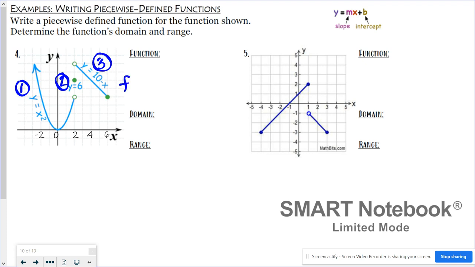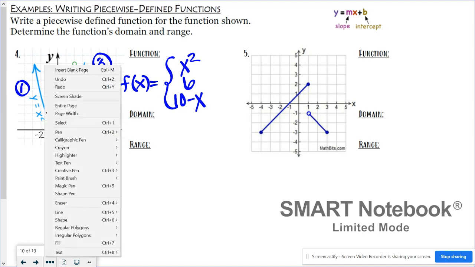So I'm going to have my function notation equals, and I'm going to have my bracket. And really, they've already identified my 3 rules for me. So the first piece has a rule of x squared, the second piece has a rule of simply 6, and the third piece has a rule of 10 minus x. What I need to do is figure out where these things are happening, okay? So we approach this much like we would approach finding the domain of a graph. We want to think, what is the domain of each piece?